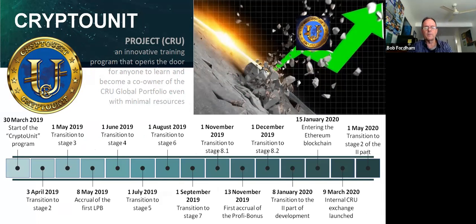The CRU program started and was registered in Delaware, USA on the 30th of March, 2019. It progressed throughout 2019 towards 2020, where in early January, we launched onto the Ethereum blockchain. And it wasn't fast enough. So we've created our own blockchain. And the transition started into the second phase of the 3 phases of the CryptoUnit program with a 300-year business plan. And we have even created our own internal exchange. It has been launched and has been successfully trading as we speak.